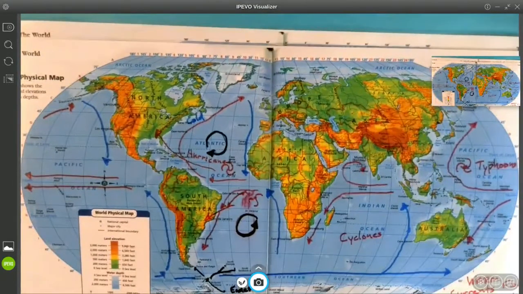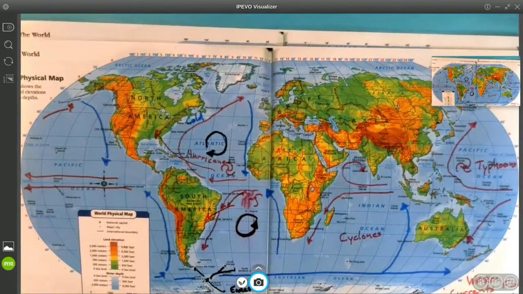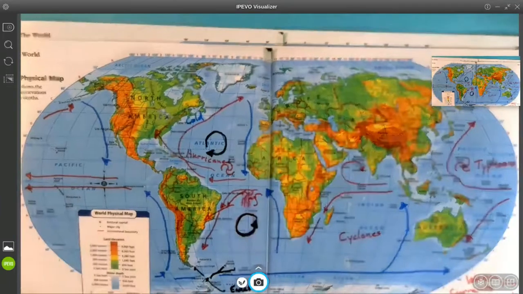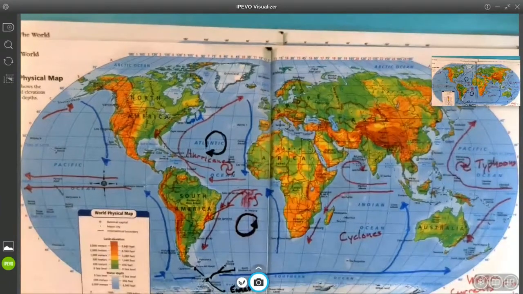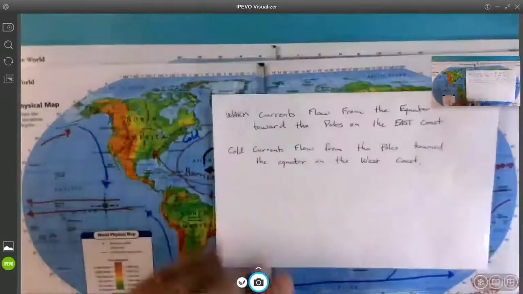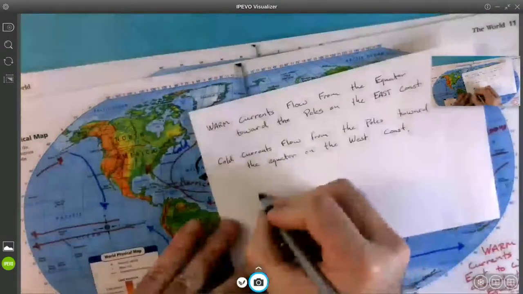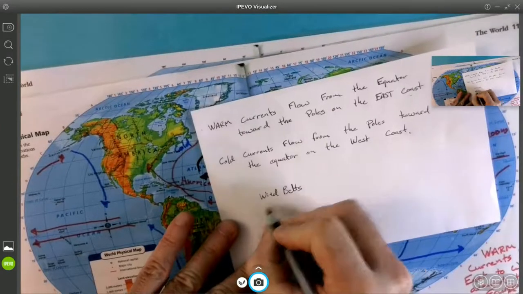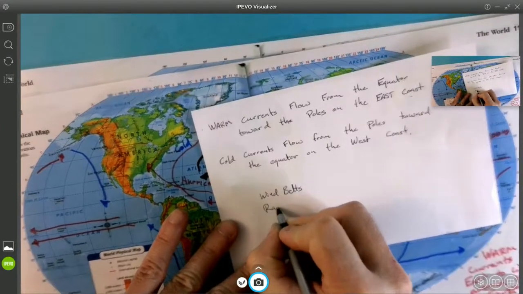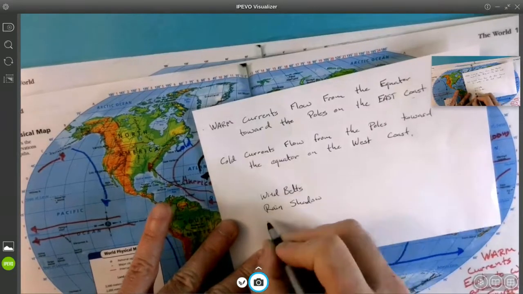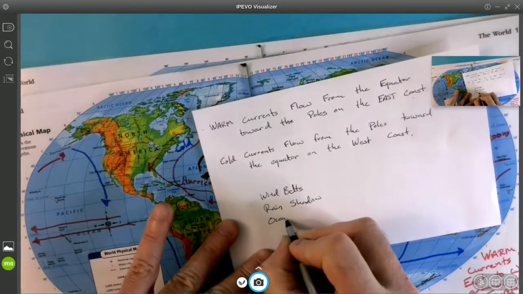I will give you another lecture on, we did wind belts, we did ocean currents. Next will be rain shadow. So those are the ones you can look at. Wind belt lectures, rain shadow, and now ocean currents, okay?